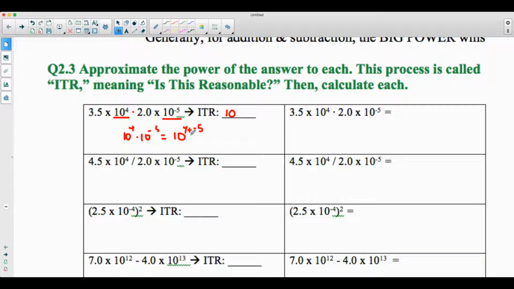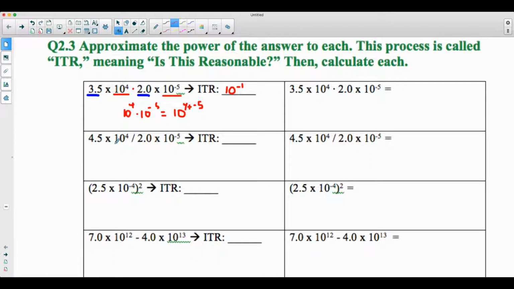And that, of course, is 10 to the negative 1. So the power of our answer should roughly be 10 to the negative 1. Of course, the fact that we have coefficients is going to change that, but that's our approximation. Let's keep going on our approximations.